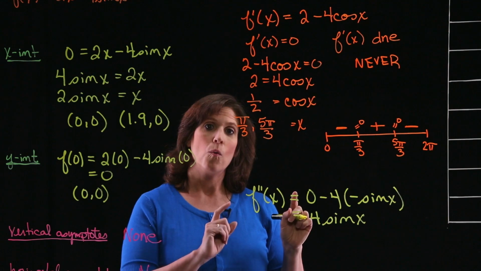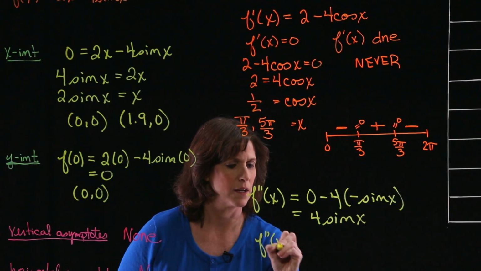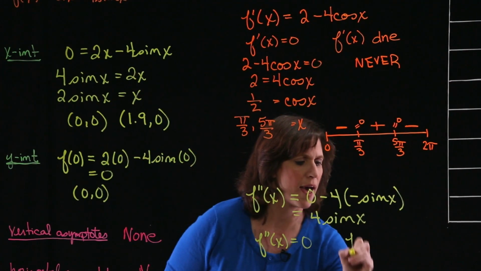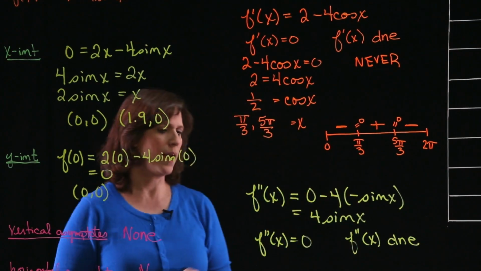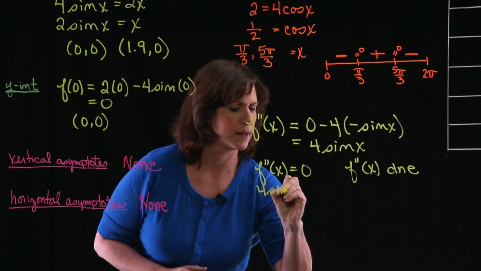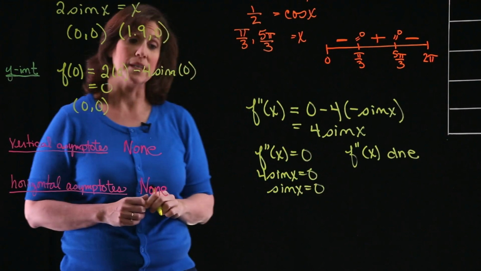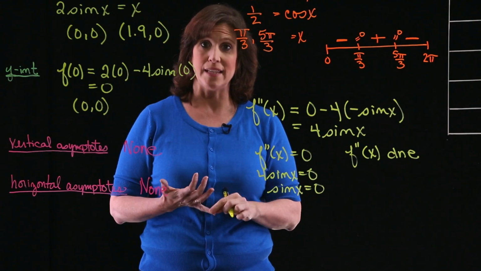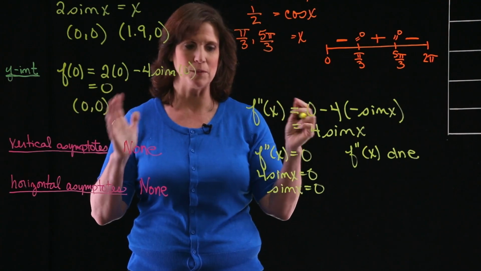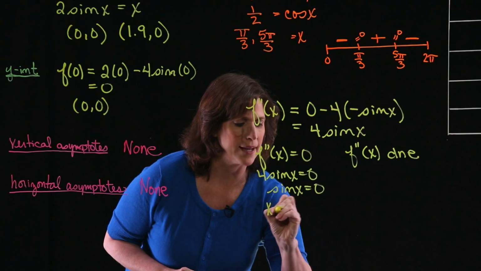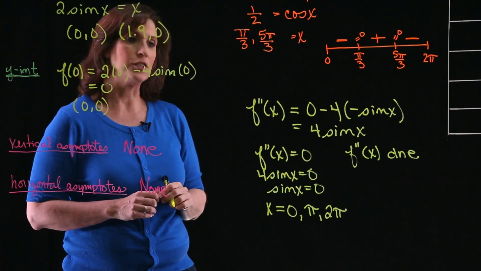Again, I want to know when this second derivative is 0 and when it does not exist, because I'm finding critical numbers. Okay, well, 4 sine x equals 0 when the sine of x equals 0. The sine of x equals 0 at 0, pi, and 2 pi. Again, many other spots, but because I'm only interested in what happens between 0 and 2 pi, those are the only answers in that range. So 0, pi, and 2 pi.